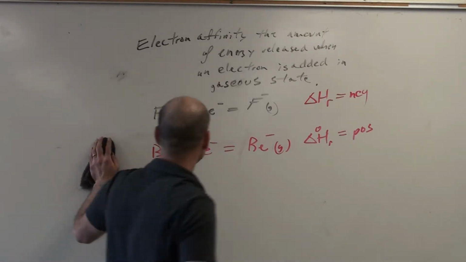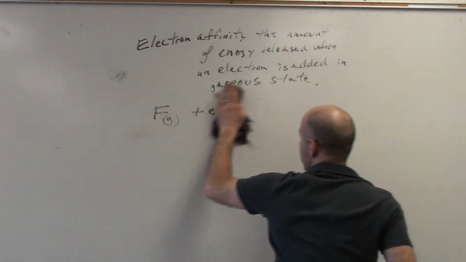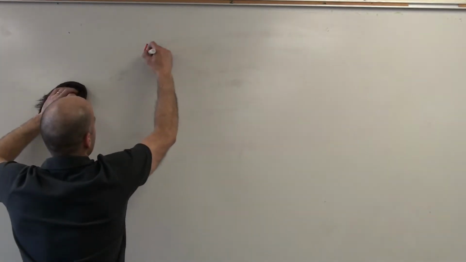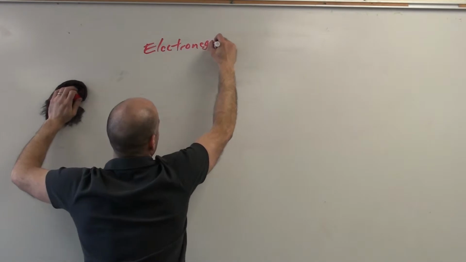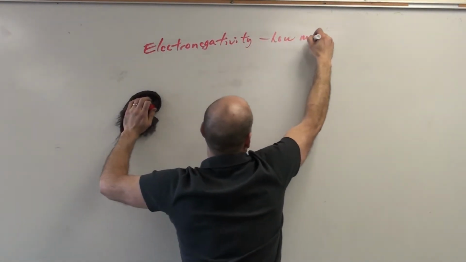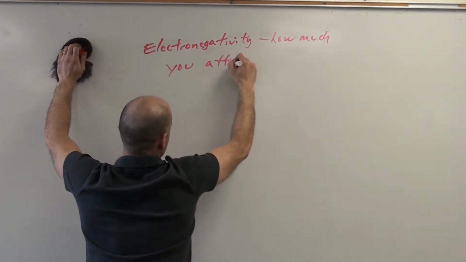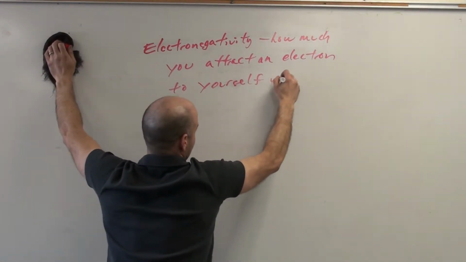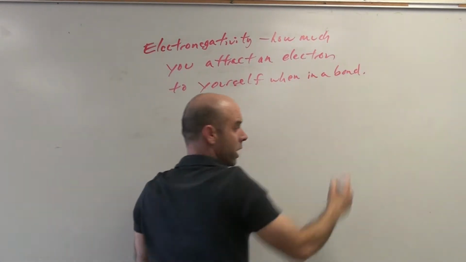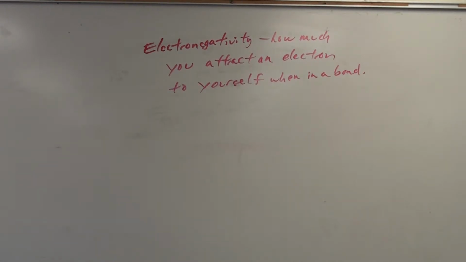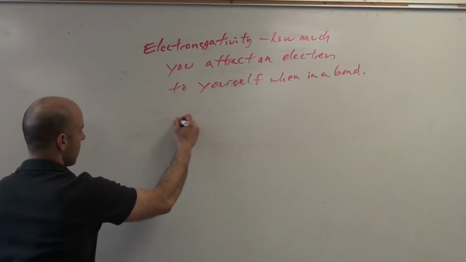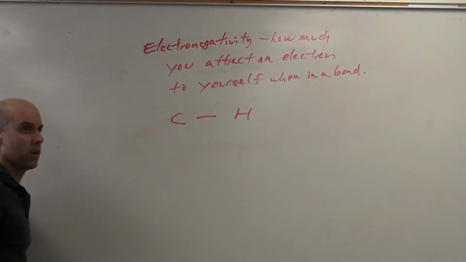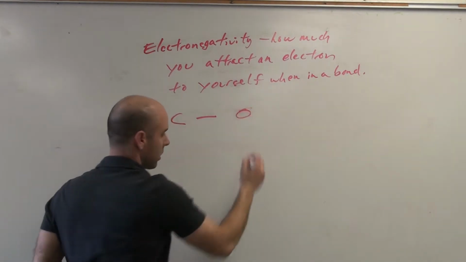And electronegativity is different, because electronegativity is how much you attract an electron to yourself when in a bond. It's kind of like who can pull the electrons to themselves with greater strength. So if you have, let's say, a carbon-hydrogen bond. No, let's do carbon-oxygen. A carbon-oxygen bond.